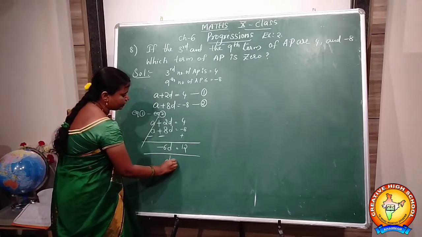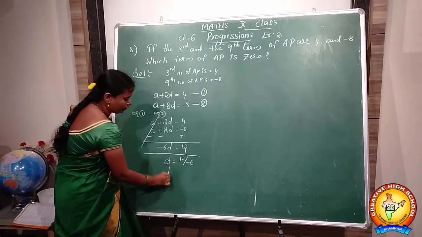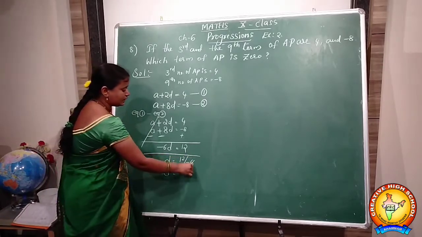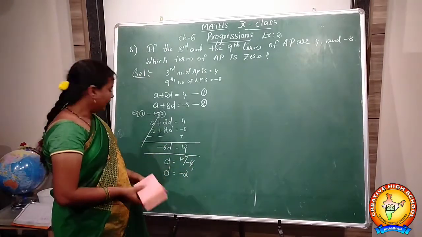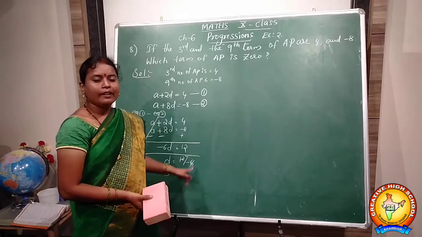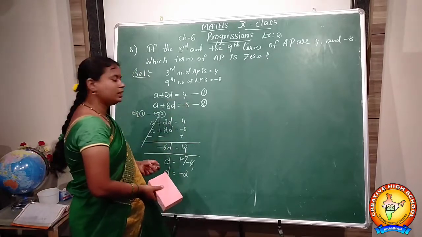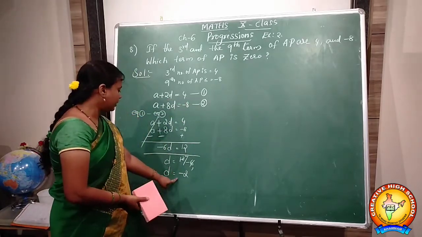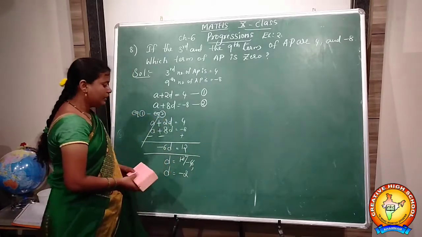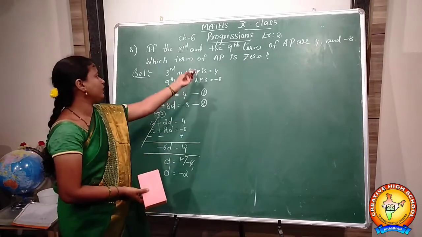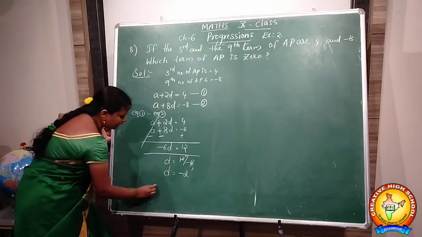Now let us find the D value. D is equal to 12 by minus 6. If we cancel 12 with minus 6, six twos are 12, so the D value is minus 2. Here we found the D value. If we substitute this D value in any equation, whether the first or the second equation, that is our wish, then we will get the A value. Then if we know the A and D values, it will become easy to find which term is 0.